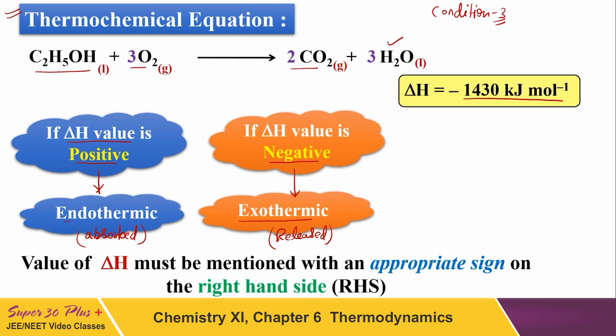So if you want any reaction to be called a thermochemical equation, it should fulfill 3 conditions as of now. Number 1, it should be balanced. Number 2, physical states of all reactants and products within the reaction should be mentioned. And number 3, whatever the amount of energy, whether absorbed or released, should be represented in the equation. If these conditions are fulfilled, then this is called a thermochemical equation.